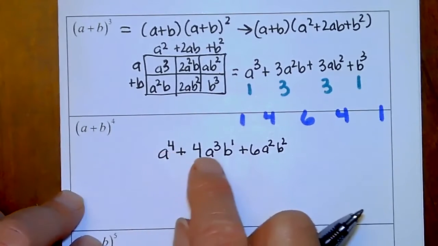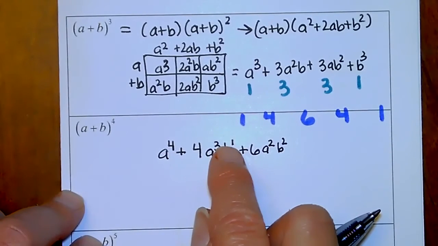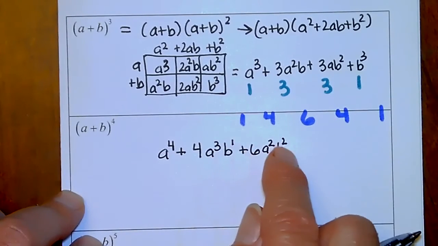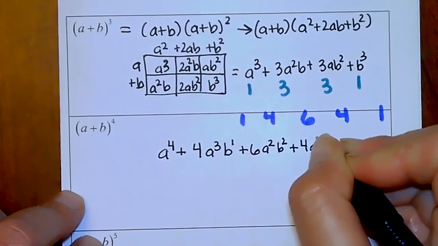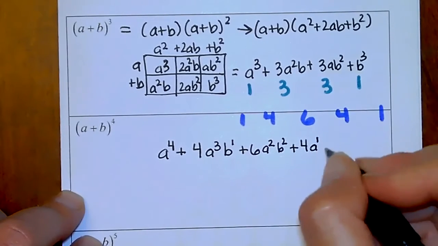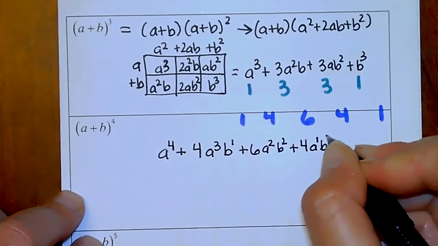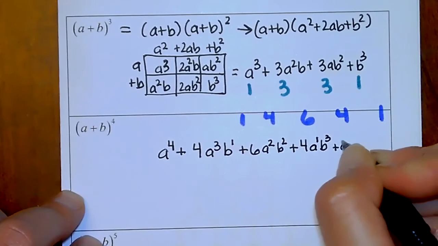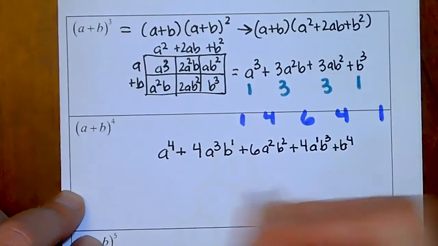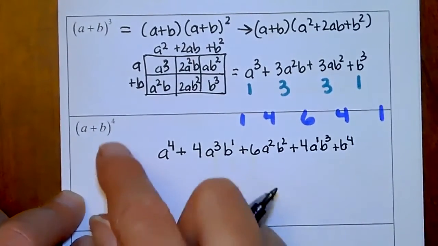I start with my 4, 3, 3 plus what? 3 plus 1. Okay, 2, 2 plus what? 2 plus 2. Now my 4, a to the 1st, I'm going to write the 1 just so we see it there, b to the 3rd, and b to the 4th. And that's my answer. And I just multiplied this out.